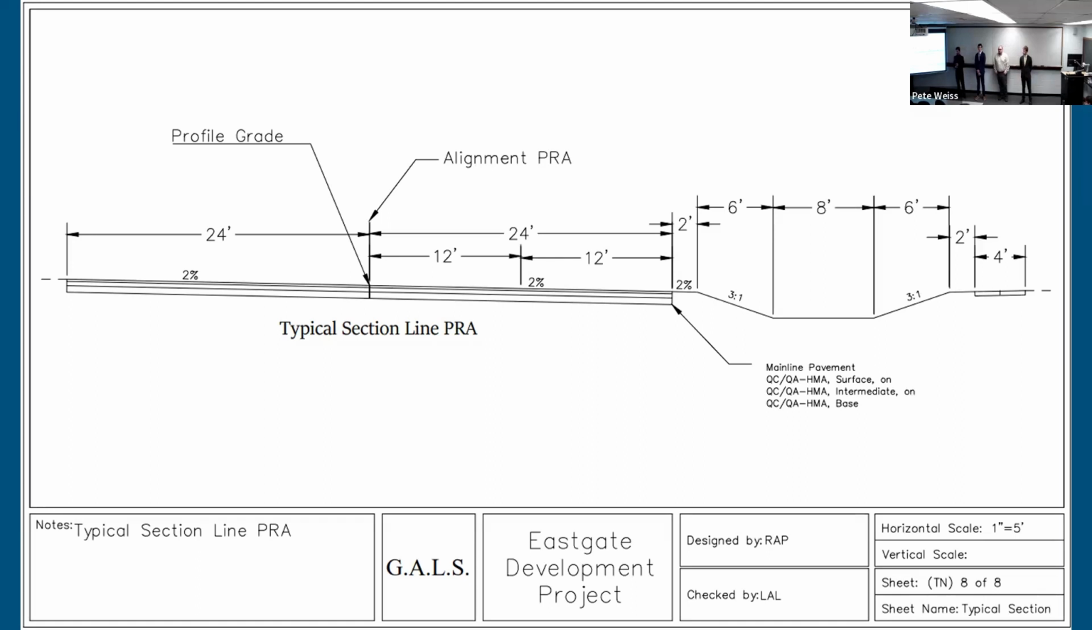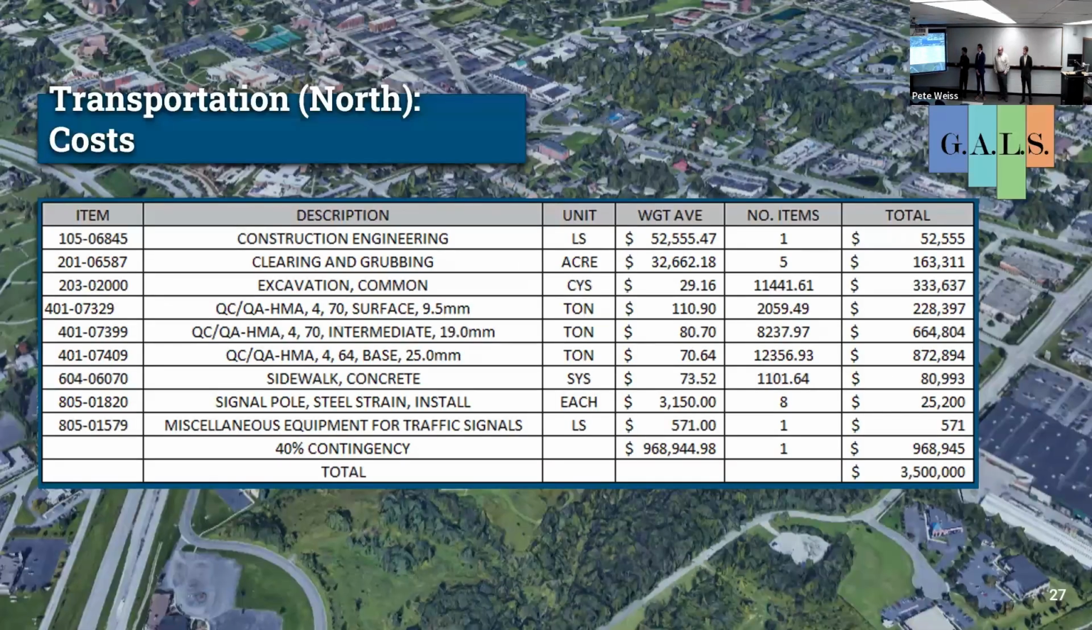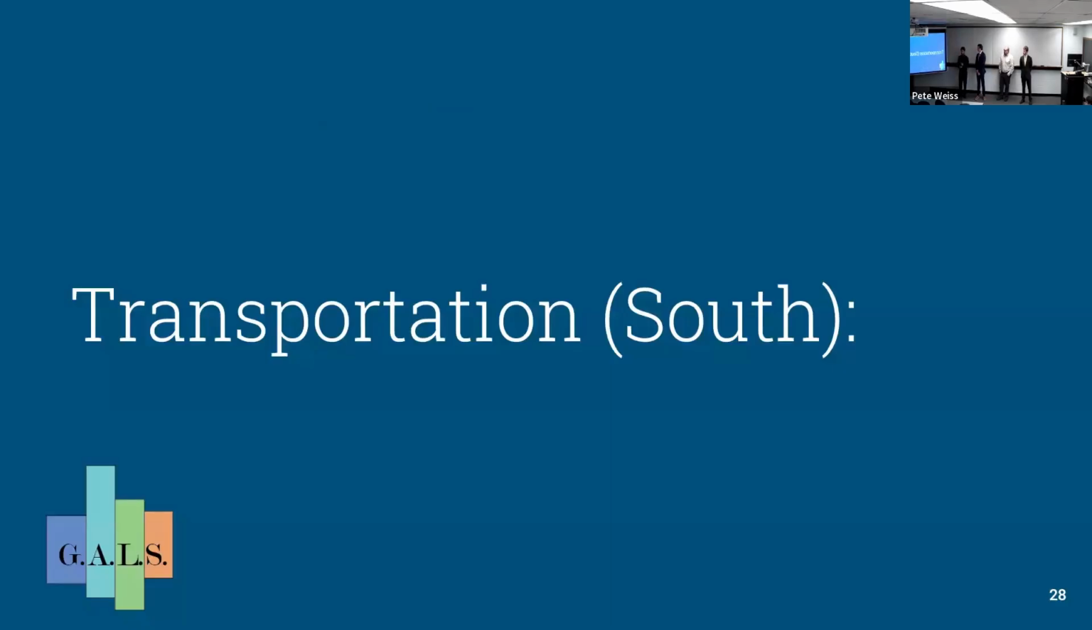with a 4 foot width. The total price came to about 3.5 million after everything was done, and I'm gonna pass it off to Abraham Steinbeck with the southern portion.